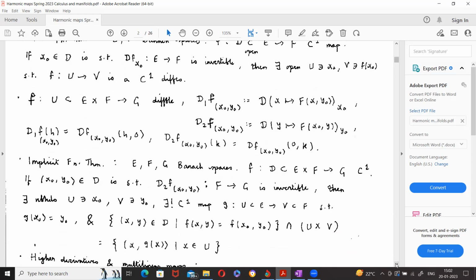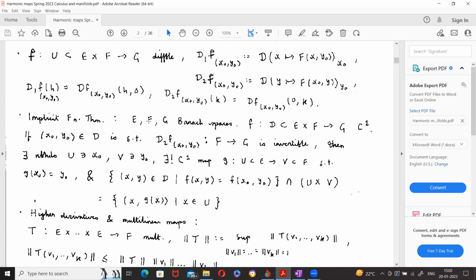Now the implicit function theorem says, if I have three Banach spaces E, F, G, and f is a C1 map from an open subset of E cross F to G, and if I have a point (x0, y0) in my domain D, such that the second partial derivative, d2f, at the point (x0, y0), which is a linear map from F to G, is invertible, then if I look at the set where f(x, y) is equal to f(x0, y0), locally this looks like the graph of a C1 function from E to F.